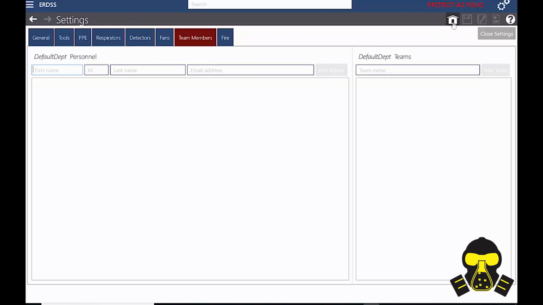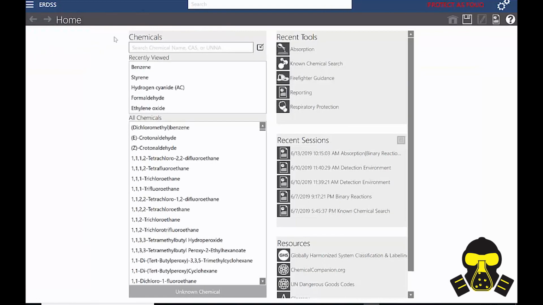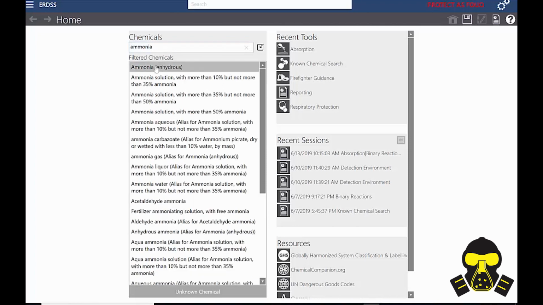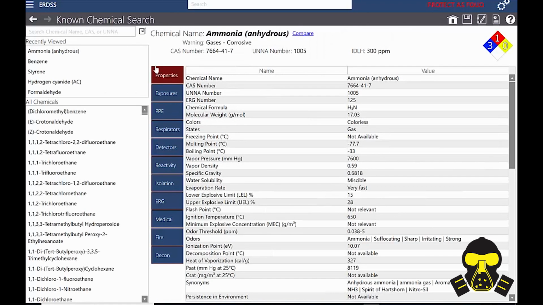So I'm going to go back to the home page. I'm going to try to. There we go. Okay. And now the first thing I'm going to show you is, let's just look up a chemical. Let's pick ammonia. So I type in ammonia, I click on ammonia, and now it pulls me up into the basic properties. So this is my chemical properties page, and this is the known chemicals area.